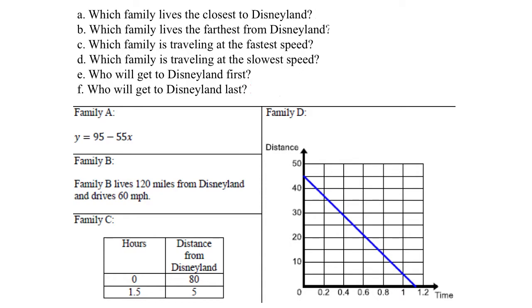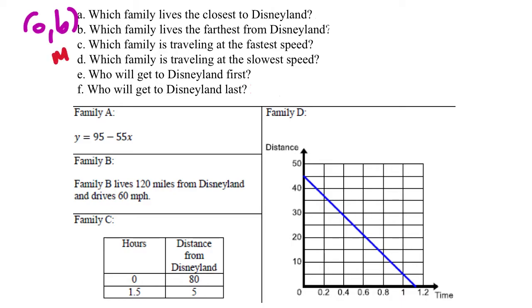So parts A, B, C, D, E, and F. In order to figure these out, we need to figure out their speed, but also the y-intercepts. A and B are about y-intercepts: which family lives closest to Disneyland and which family lives the furthest. That's going to be our y-intercept, because the y-intercept for these is going to be at 0 something, like this. And the b value, the y-intercept, will tell us how far away they are. And the speed in these, we're going to see that they're negative because they're getting closer to Disneyland. And the speed, of course, is the slope or the rate of change.